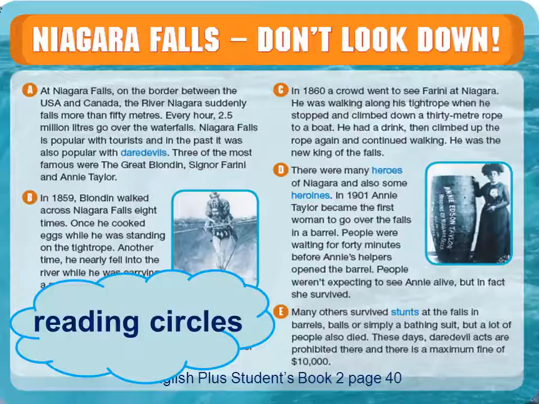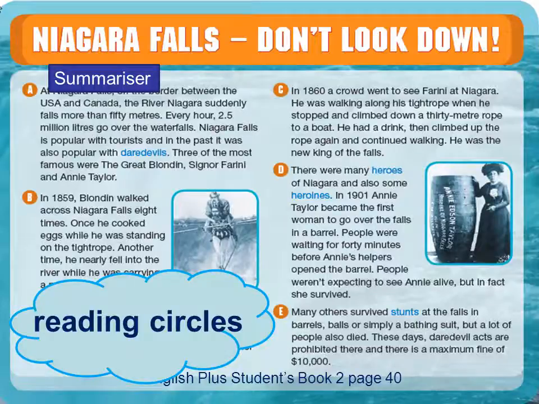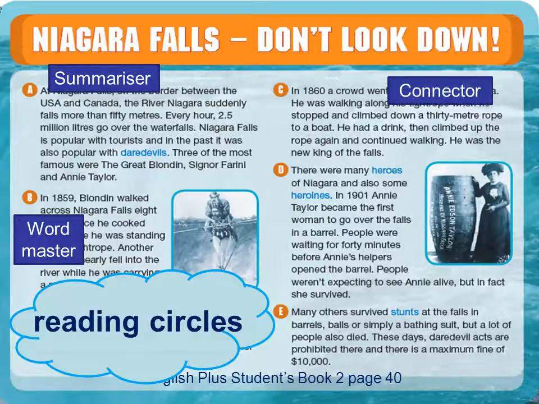I would divide the students into groups of 4, and then before we read, I would give each student a role. So, for example, first student, your role is the summariser. Your job is to read the text and then summarise it to everybody else. Next job, the word master. This student's job, read the text, look for difficult vocabulary, interesting vocabulary that helps understanding of the text.